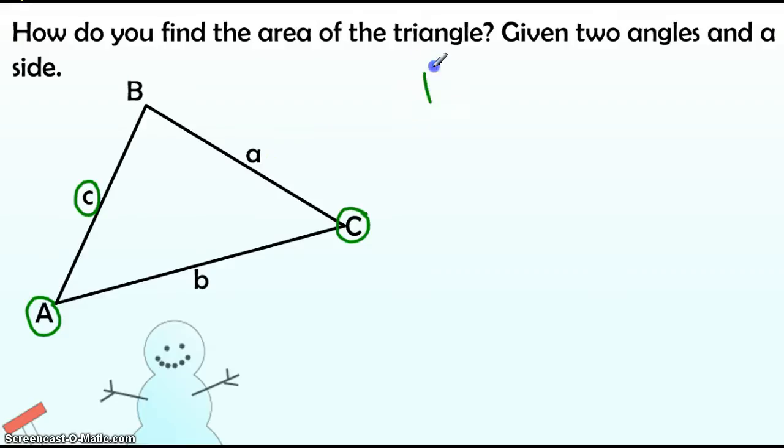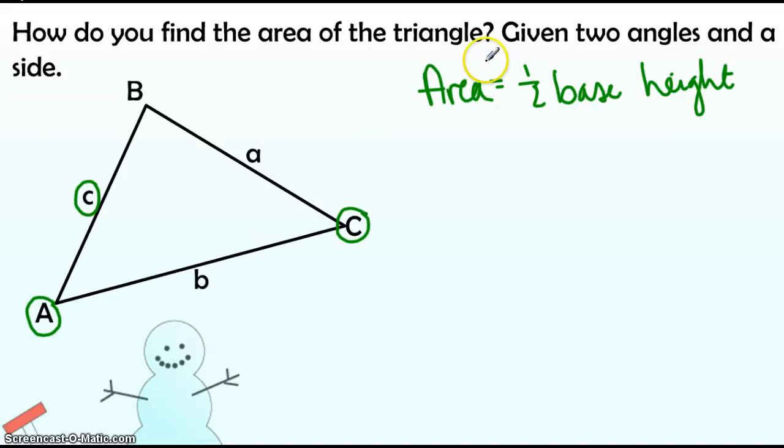So our formula for the area again is 1/2 the base times the height. So the first thing we have to determine is where is the base. If I make C my base, side C, and I drop the altitude in, I still need to find the height.